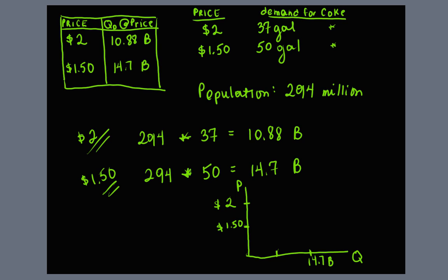So we have 2 points. One is here, one is about here. And so given that market demand curve, market demand schedule, we might have a demand curve that looks like this. It's not a very pretty demand curve, but you get the point regardless.